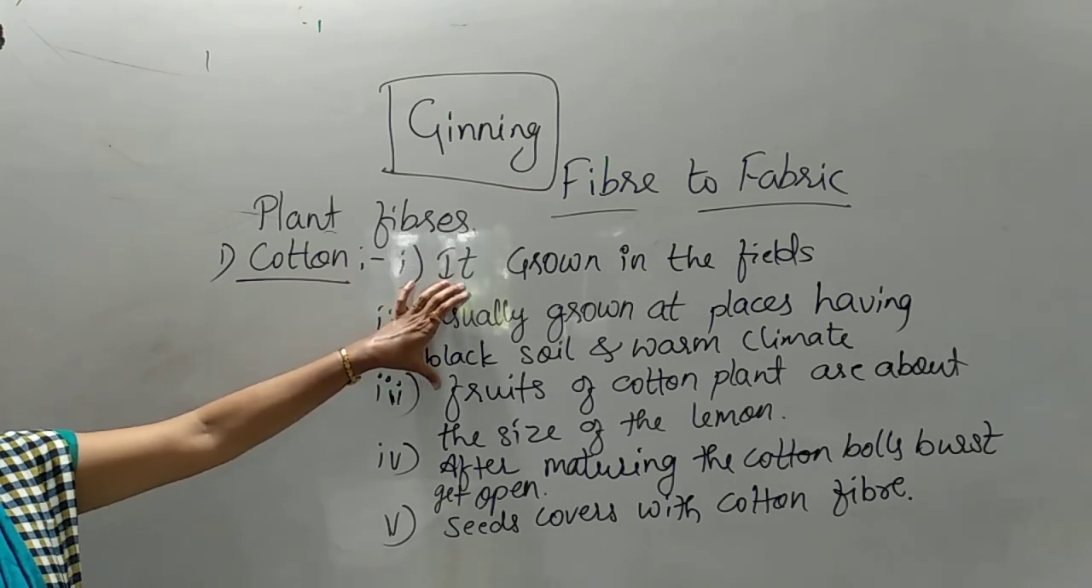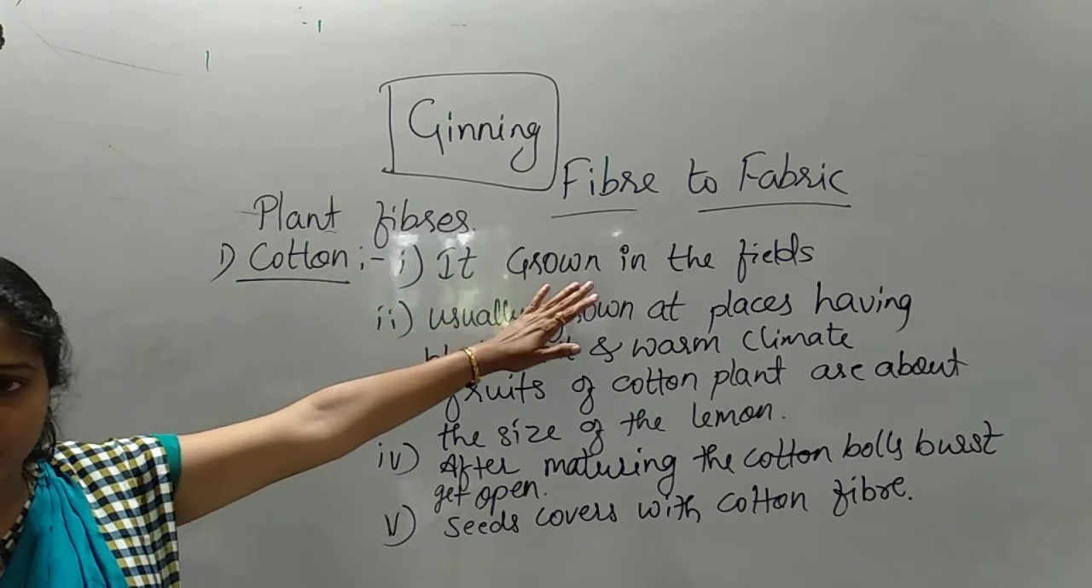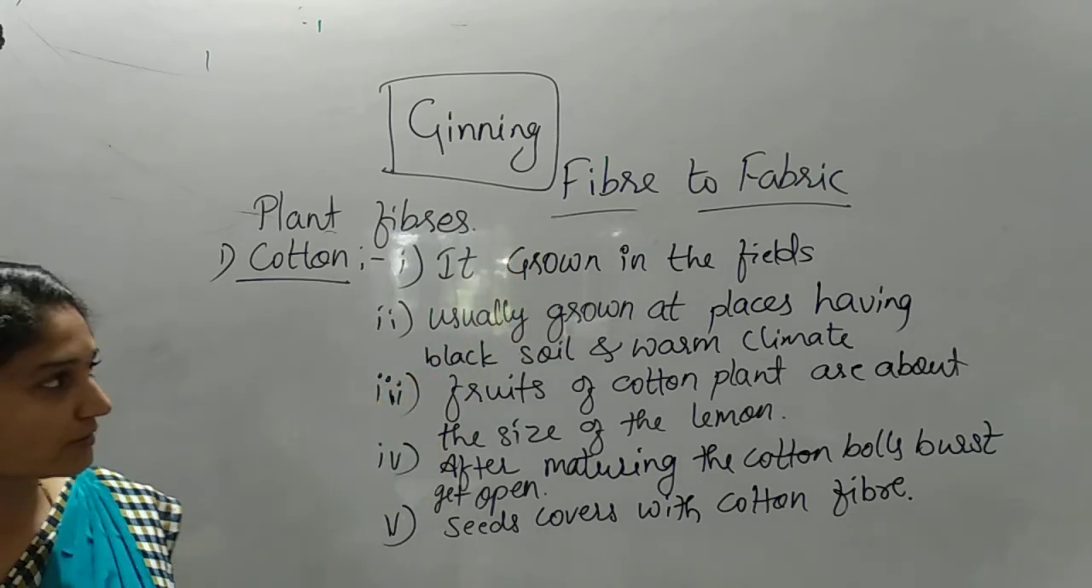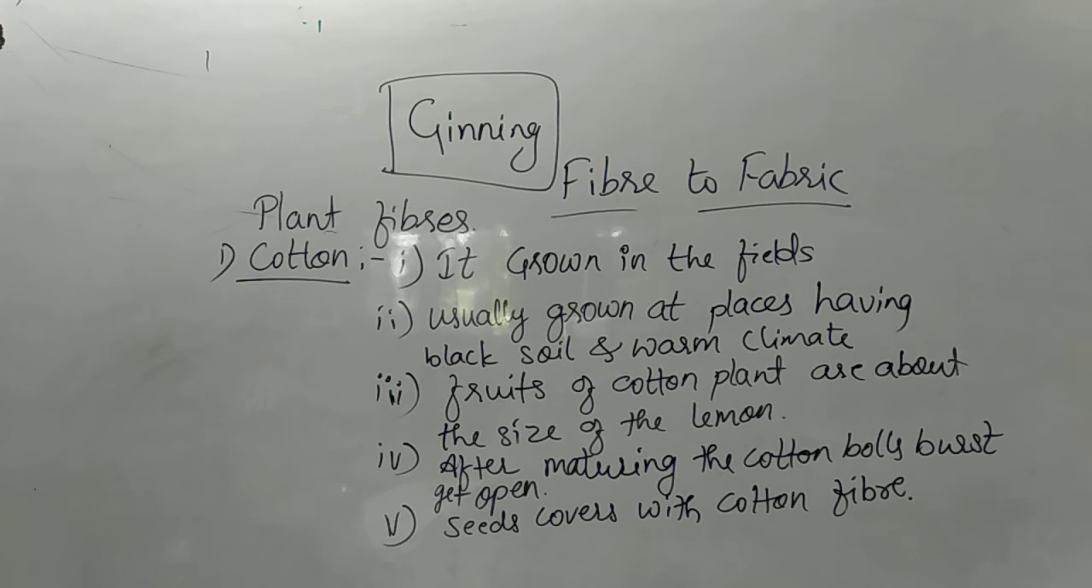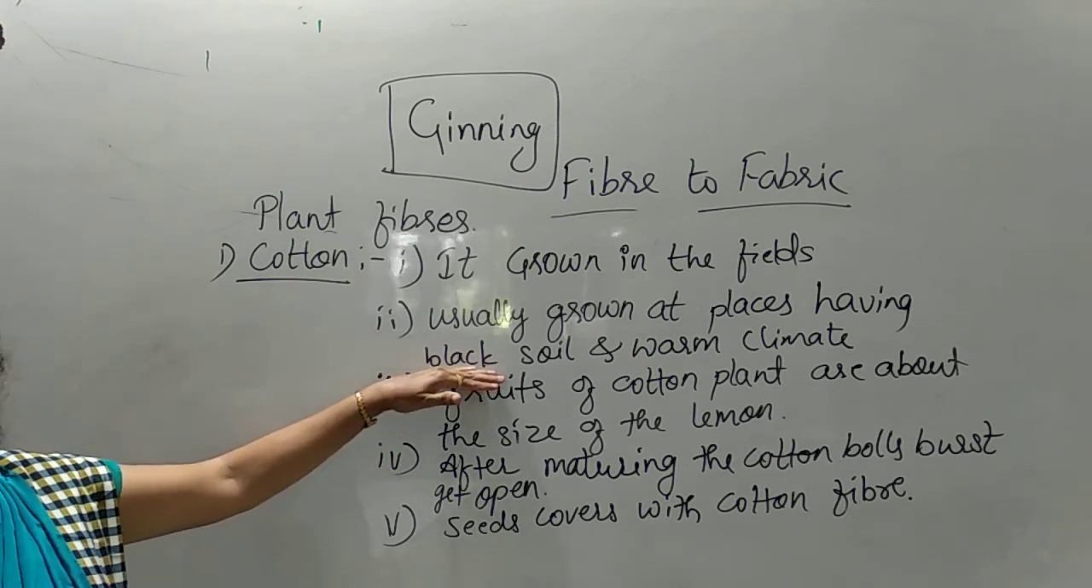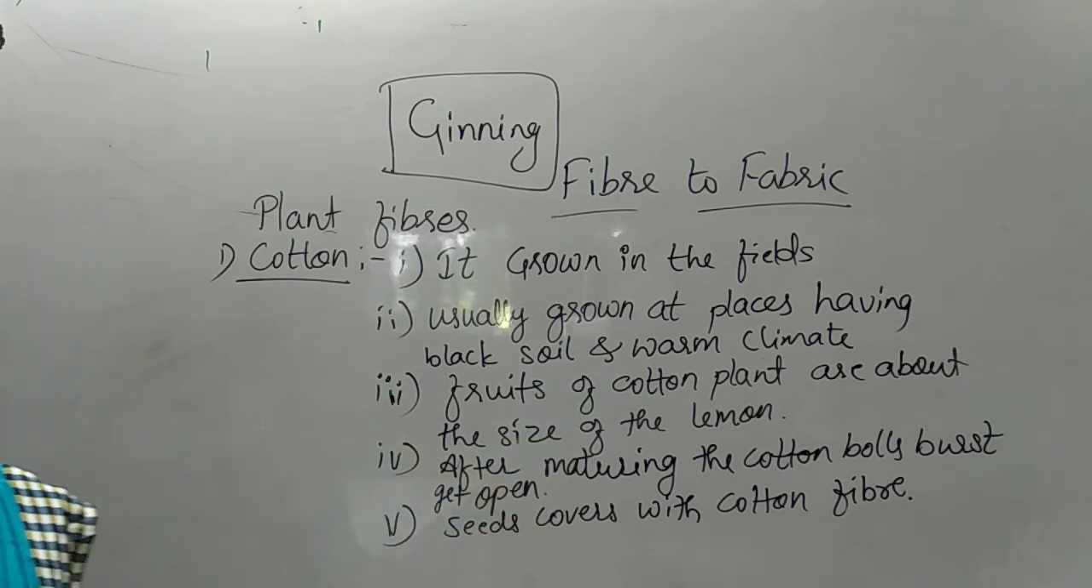In the fields, the cotton is grown. And what are the conditions so that we can grow the cotton in our fields? The soil must be black and the climate warm. The climate must be somewhat warm. That's the reason we get the cotton fiber in the sunny summer season, right? The climate will be warmer compared to the rainy monsoon.